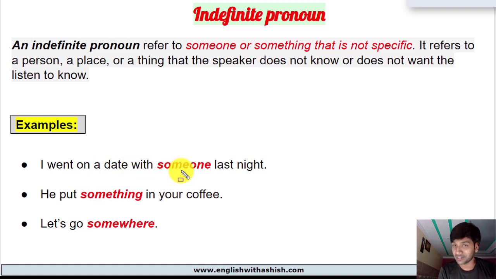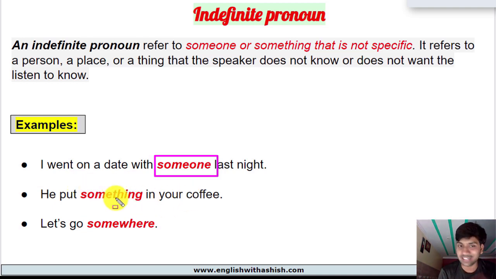I went on a date with someone. I don't want you guys to know that person. So that's why I'm using an indefinite pronoun. In place of a name of a person, I'm using an indefinite pronoun. I went on a date with Ria last night. Oh, I said it. I went on a date with someone last night, right? Someone, indefinite pronoun. He put something in your coffee. He put what? Something in your coffee.